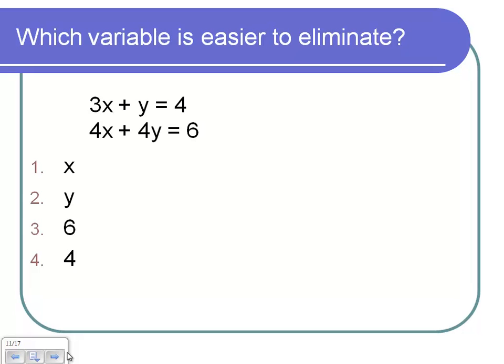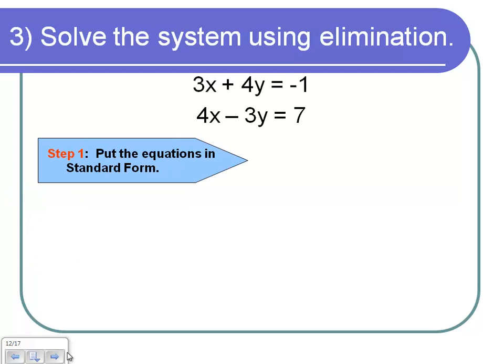I want you to take a minute, and this is on your notes. I want to see if you can try to do this on your own. Let's answer this question first. Which variable is easier to eliminate? The x's or the y's? We have a 3x and a 4x. Least common multiple between these two would be 12, and I have a 1 and a 4. If you said y, yes, that is true.